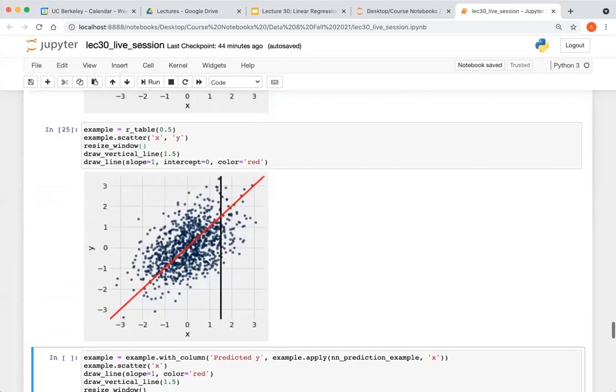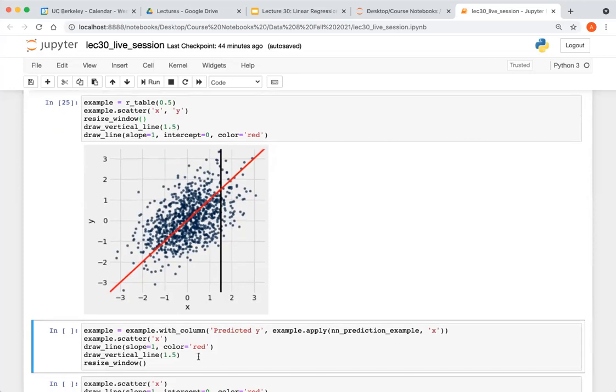And so what we're going to try and do is predict the value of Y for X equals 1.5. So we've just drawn you the vertical line at 1.5. And we've drawn you the red line, which is the x equals y line, so that you can roughly see where the points are. This is just to help you visualize.